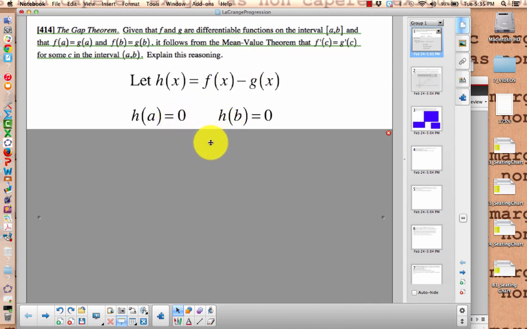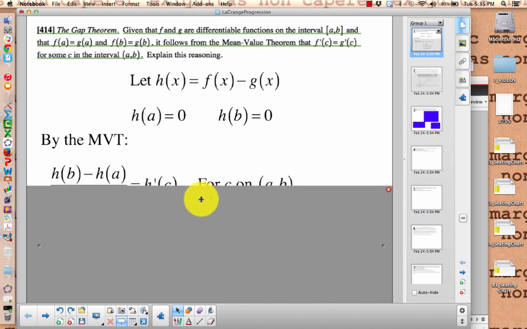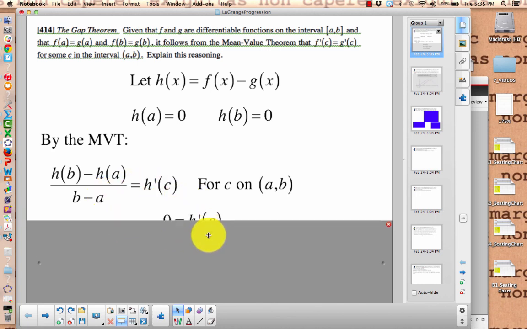Now we're going to construct that difference quotient that we need for the mean value theorem to be useful. Okay, so again, mean value theorem says if a function is differentiable and continuous on an interval, then the difference quotient, h of b minus h of a over b minus a, will be equal to the derivative of h at some value c, and c is a number between a and b. So we're going to use the mean value theorem on h. In this case, h of b we know is 0, and we know that h of a is 0. That means the numerator of this fraction is 0, and 0 over b minus a will be 0. This tells us that h prime of c is equal to 0.